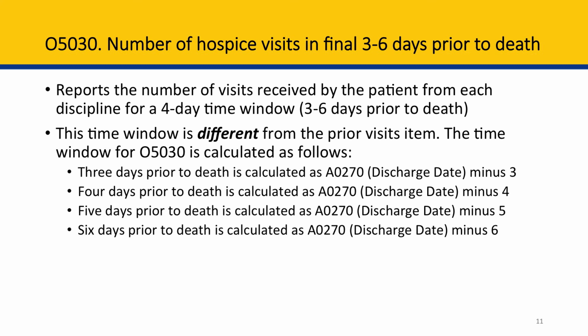For O5030, the time window is calculated as follows. 3 days prior to death is calculated as A0270, which is the discharge date, minus 3. 4 days prior to death is calculated as A0270, the discharge date, minus 4, and so forth. To know which visits to count for this item, remember the tips we went over on Slide 7. Included disciplines are the same as those for the prior visit item.